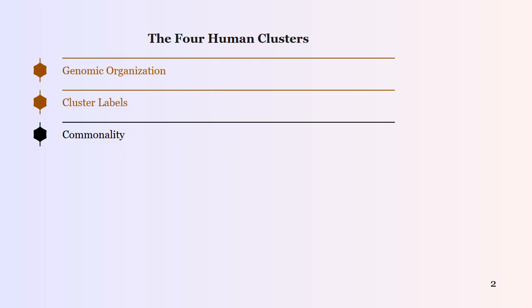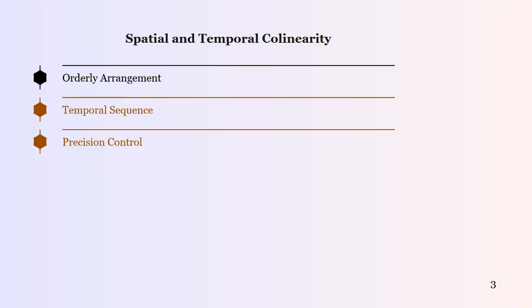Commonality. This 4-cluster arrangement is a shared characteristic across most jawed vertebrates, providing redundancy and specialized function. 3. Spatial and temporal collinearity. Orderly arrangement. The physical order of genes on the chromosome corresponds directly to the order of body parts they define from head to tail. Temporal sequence.